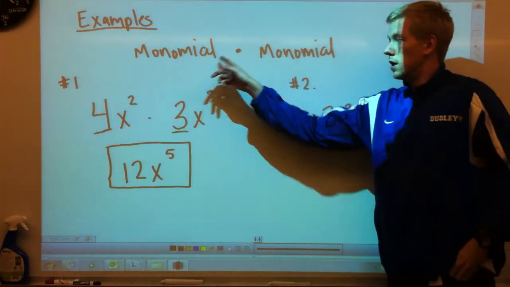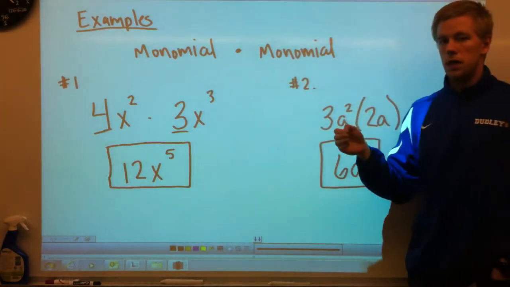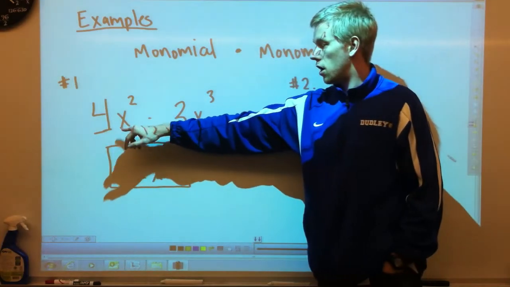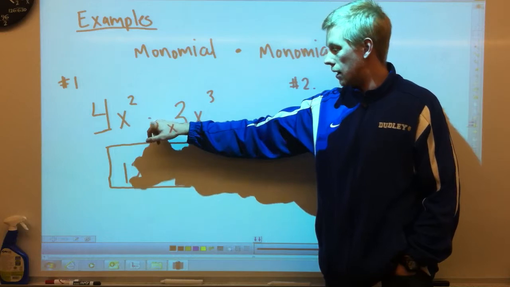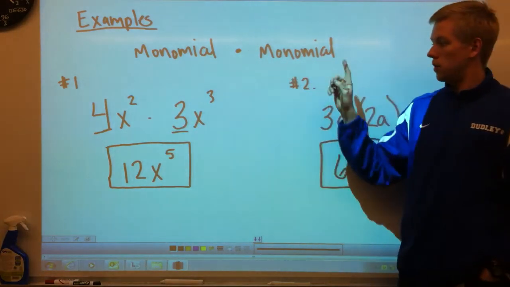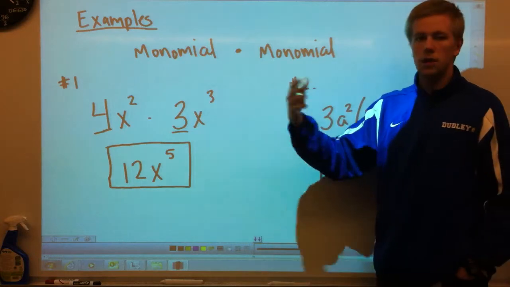It's a monomial times a monomial. Now monomial just means, the prefix mono means one. So we're going to have one term times, with a little dot here, another one term. So a monomial times one monomial is just one term times another.